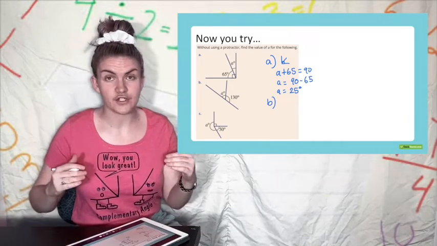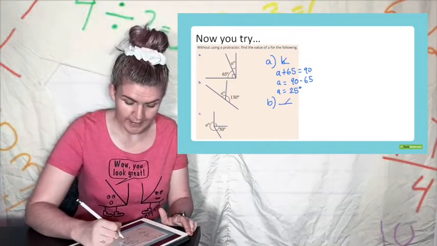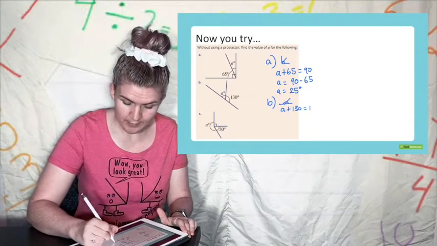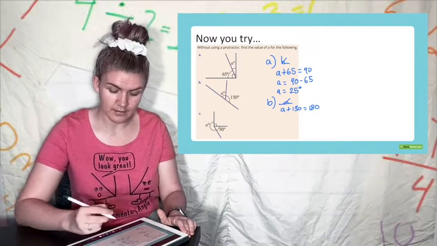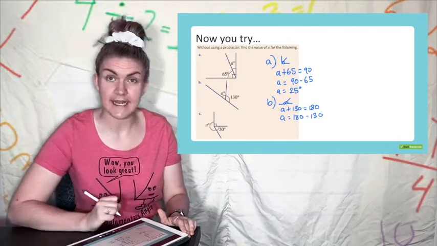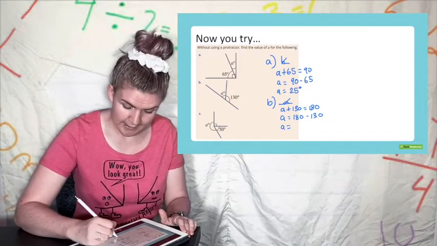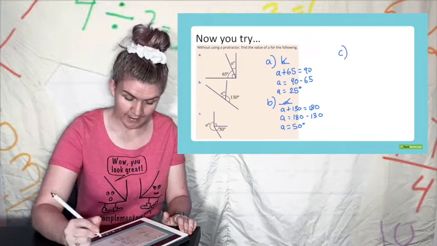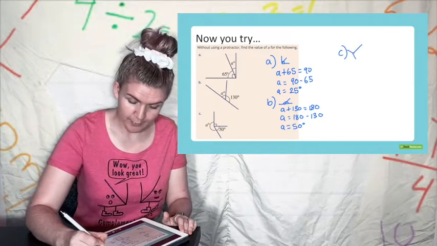B. B is on a straight line. Straight line is 180 degrees. So A plus 130 equals 180 degrees. A equals 180, take away the 130 to see how much is left. A equals 50 degrees. And lastly, I have C, which is angles around a point.